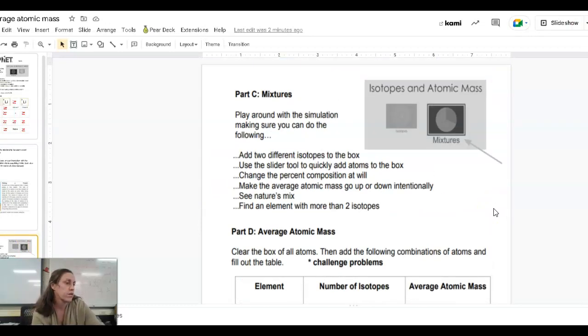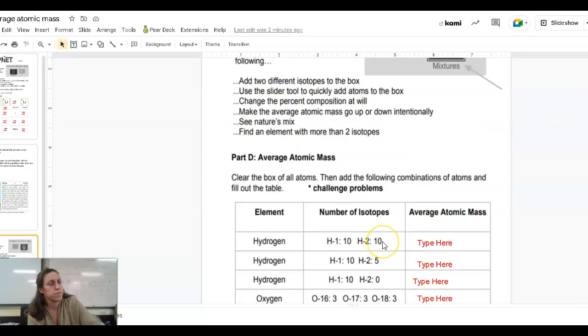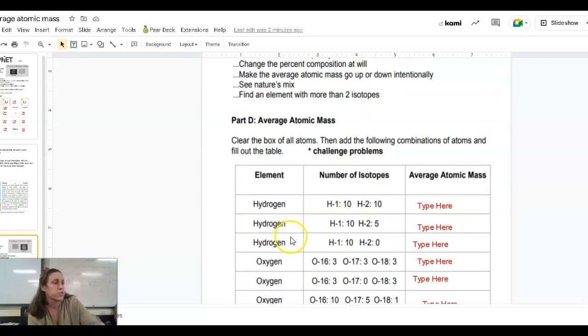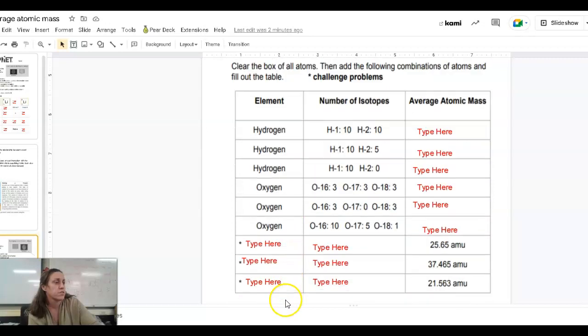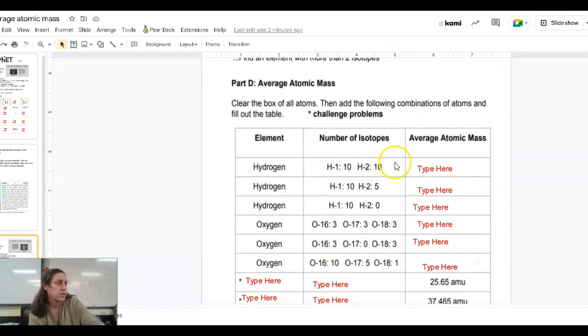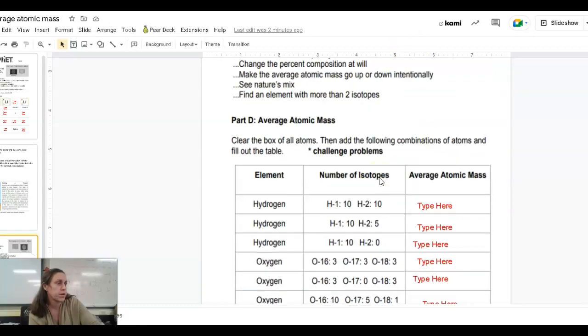All right. We're going to go to mixtures. And we're going to hit this pretty hard next week. So the more you know, the more I can explain it and you guys can get help. So the more you do it, it's okay to have this wrong. At least you're attempting, at least you're getting acclimated with the program. Okay, so we have hydrogen, hydrogen, hydrogen, oxygen, oxygen, oxygen, and then we have 3, but you've got the average atomic mass.